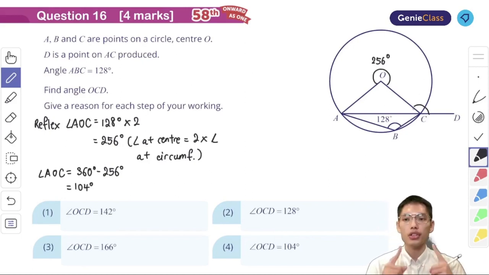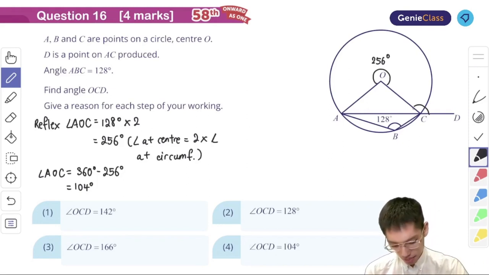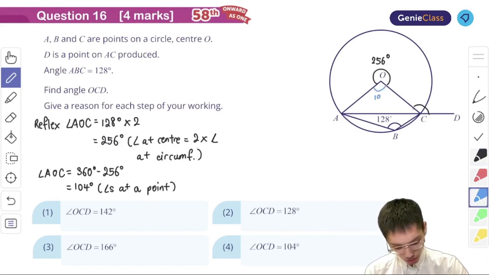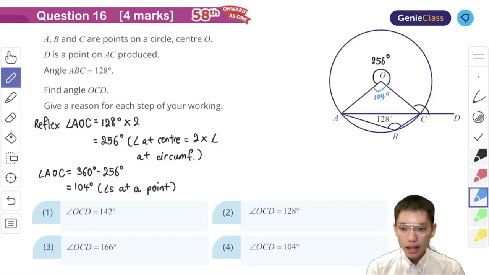As we write each step, especially for questions with diagrams, it's good to annotate them. Important: angles at a point. As we find each value, it will be good to write it down. So in this case, 104, angles at a point. Then after that, what happens? Okay, OA. You realize, oh, we are stuck.